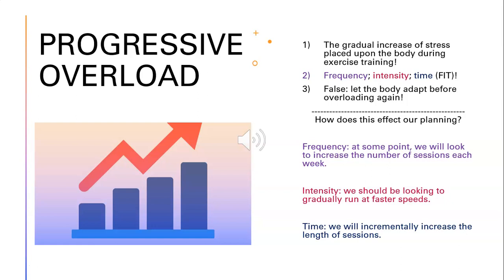We can increase the intensity by making us work at a higher or harder training zone by moving at quicker intensities and paces. Or thirdly, we can increase the time of sessions by going from, say, 20 minutes to 23 minutes. Each of those are examples of us gradually overloading a session.